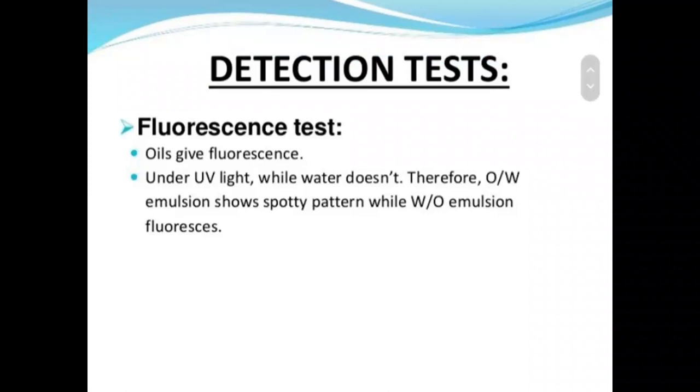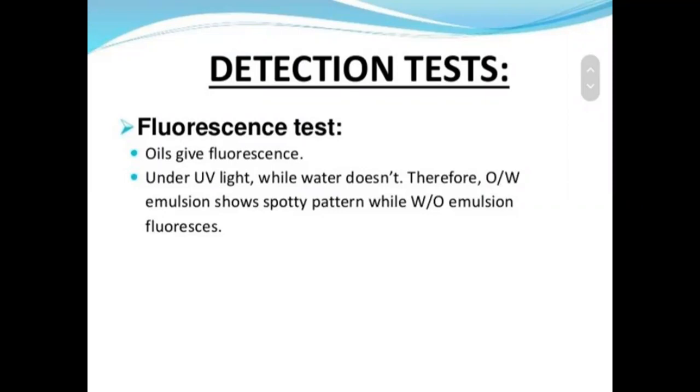In this test, oil gives fluorescence, in which certain fixed oils possess the physical property of fluorescence in the presence of UV radiation, that is, ultraviolet radiation. On microscopic observation of the emulsion under ultraviolet radiation, whole-field fluorescence indicates oil is present in the continuous phase, that is W/O type of emulsion, and droplet fluorescence indicates that oil is present in the dispersed phase, that is O/W type of emulsion.